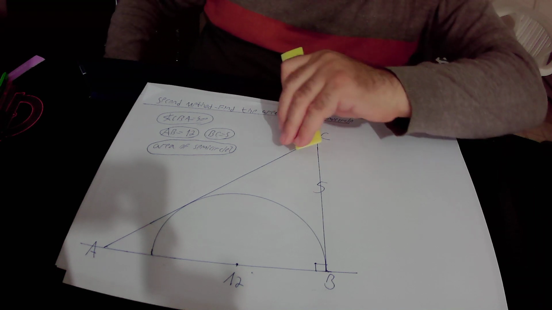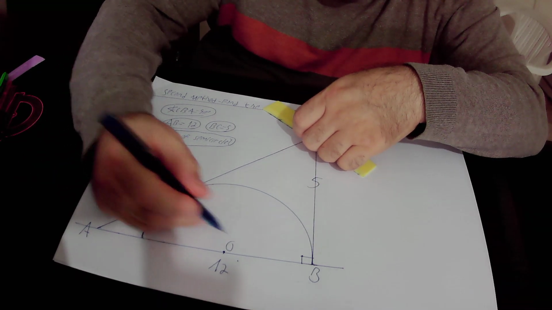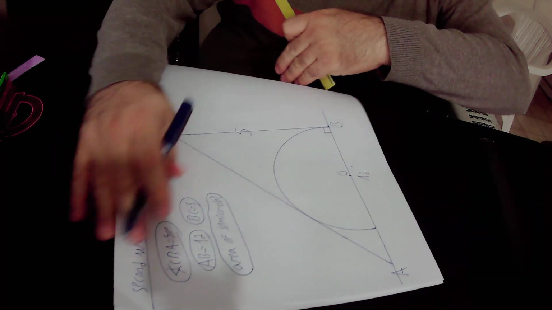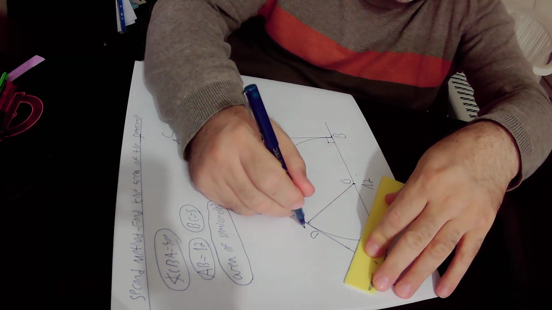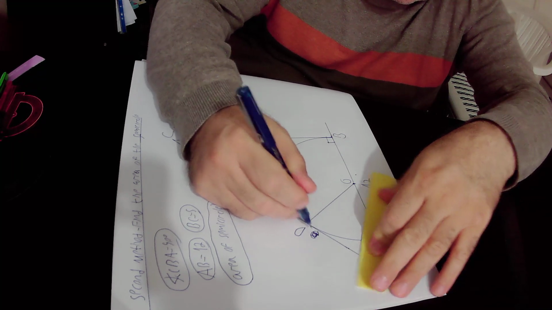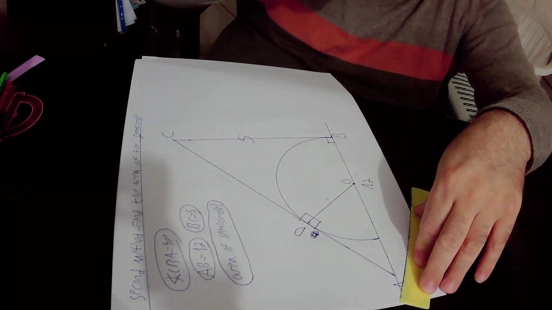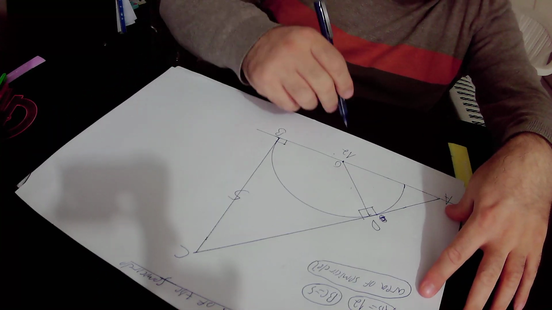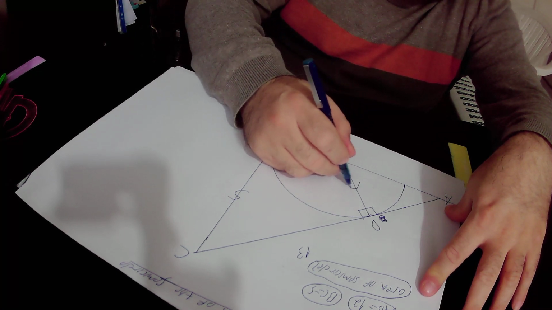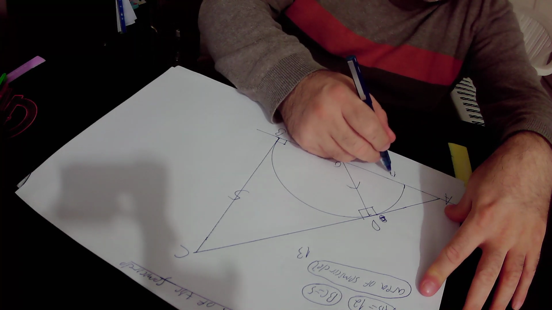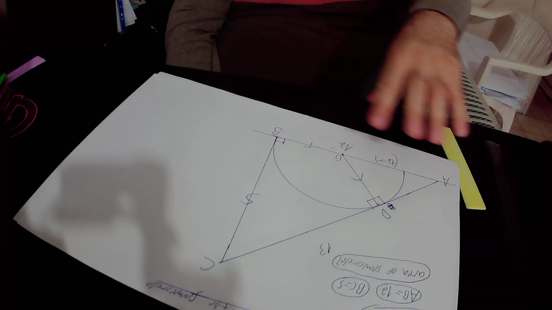I will not repeat the things that we have already done in method one. Here we know this point is O, this point is D. And we know that this angle equals 90 degrees. We have already found out that AC equals 13 units. DO is R, OB is also R, and AO equals 12 minus R. We found out those things in method one.